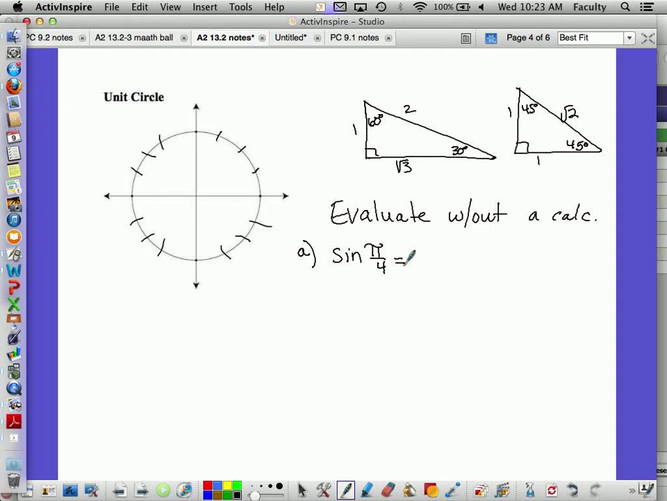So I come over to the 45-45 right triangle, and I know SOHCAHTOA. Sine is opposite from 45 over hypotenuse. That's 1 over radical 2. And that rationalizes to radical 2 over 2.